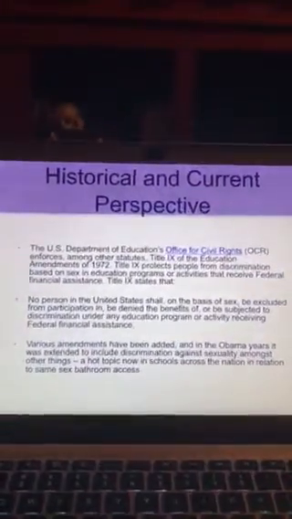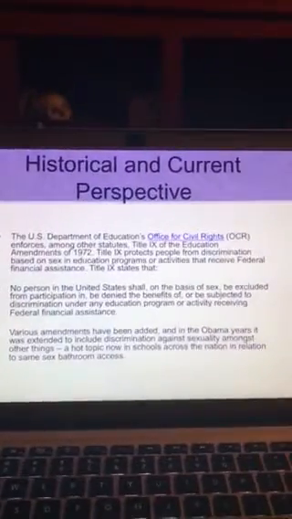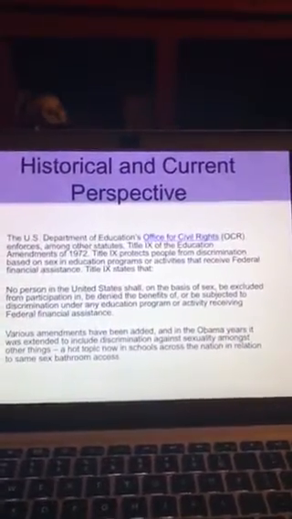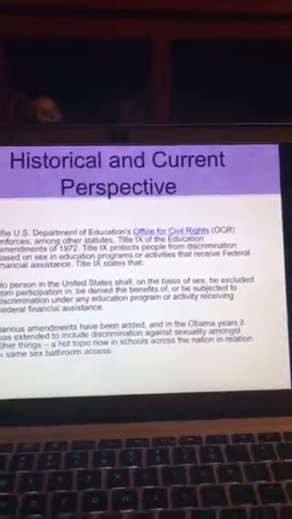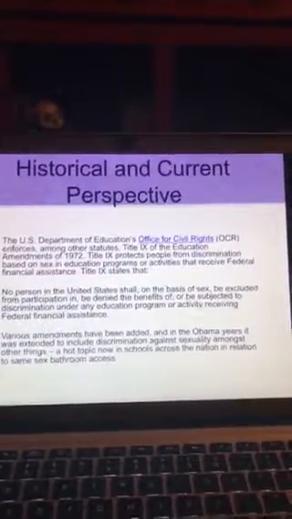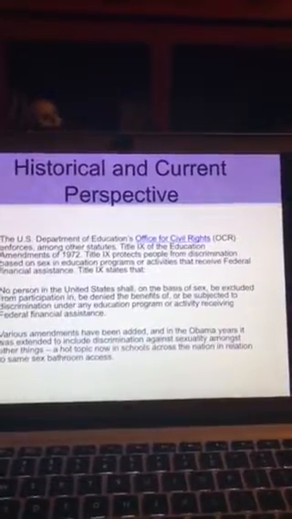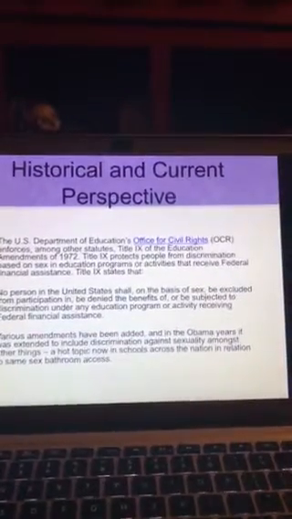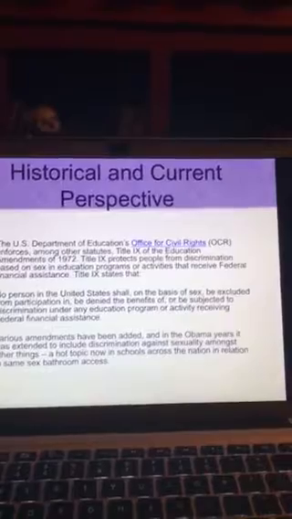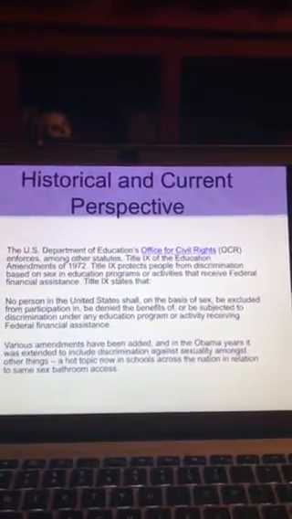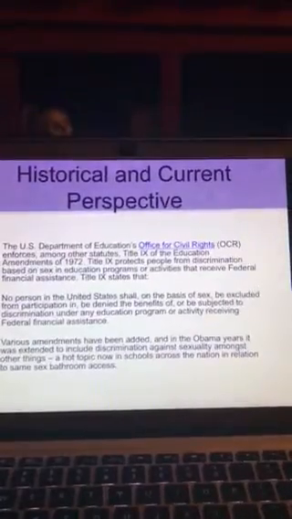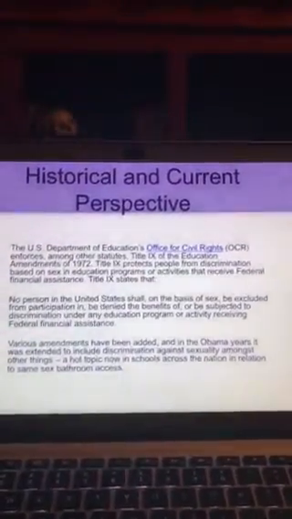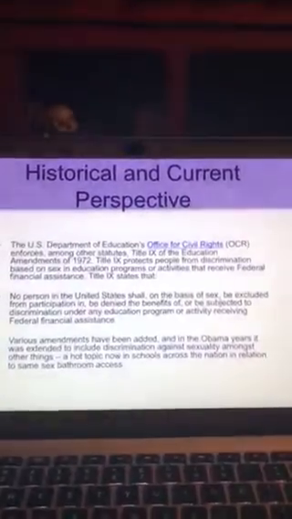perspective of it. So essentially the US Department of Education's Office of Civil Rights enforces, among other statutes, Title 9 of the Education Amendments of 1972. Title 9 protects people from discrimination based on sex in education programs or activities that receive federal assistance. Title 9 states that no person in the United States shall, on the basis of sex, be excluded from participation or denied the benefits of any educational programs receiving federal assistance.